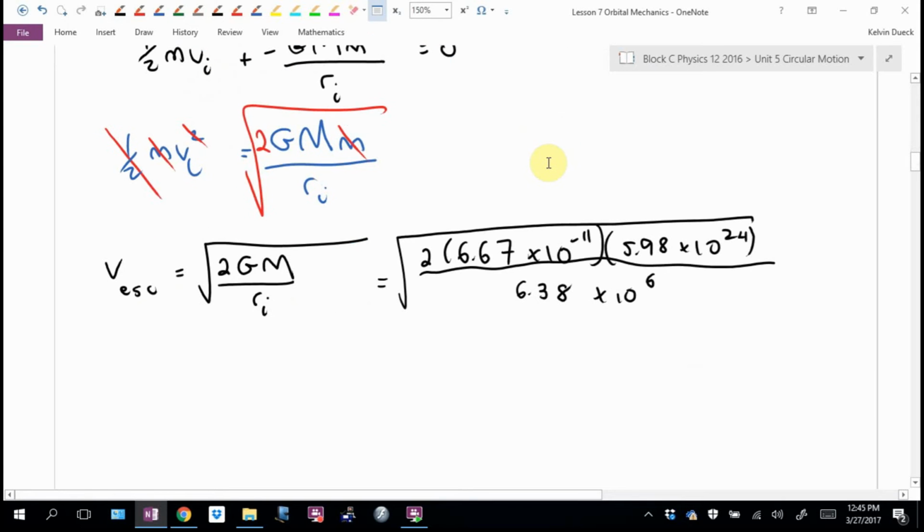I did not do this in my head. I'm going totally from memory, but I think you get 11,180 or something like that. Is that right? Yeah. I'll go 11,200. And that's meters per second.